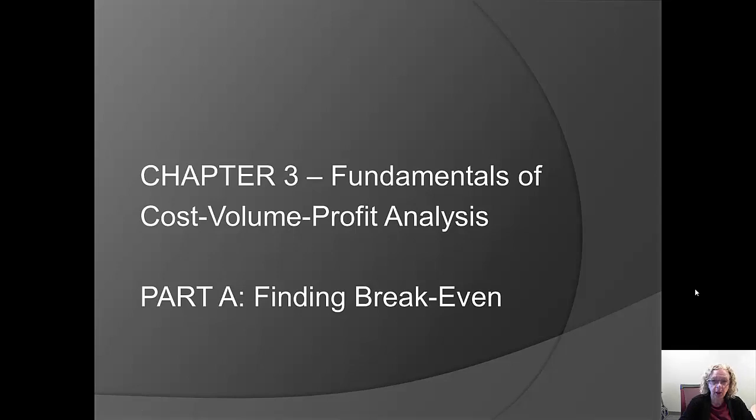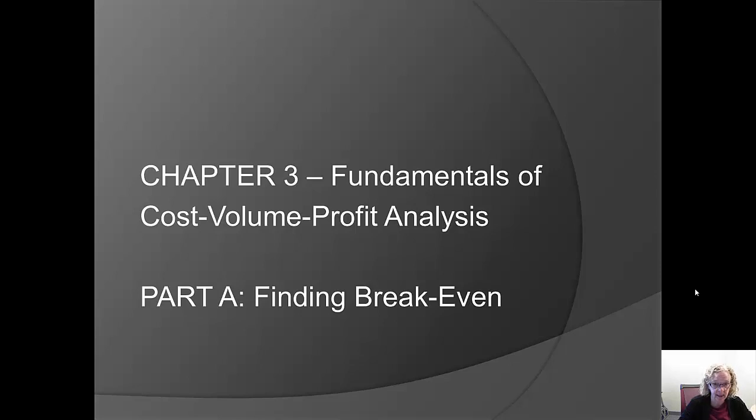In Chapter 2, we looked at how the firm performed in the past. But in Chapter 3, we're going to take a look at how the firm might perform in the future. To do that, we're going to use a technique called cost, volume, profit analysis. And the first thing that we need to do in this section in order to do cost, volume, profit analysis is to learn how to find break-even.